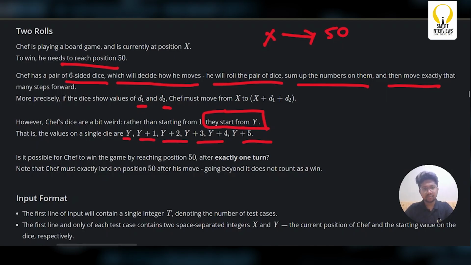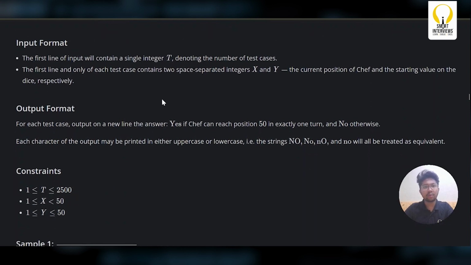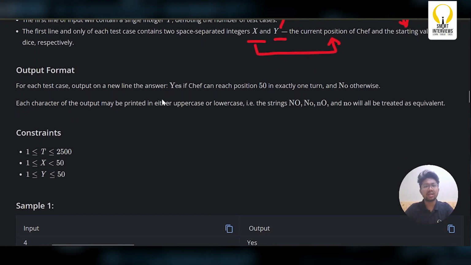Let's see the input format. In the previous case we didn't have t, but here we have t, the number of test cases. We're given two integers x and y. X is the current position of Chef and y is the starting value of the dice, what we discussed just now: y plus 1, y plus 2. We are going to print yes or no.